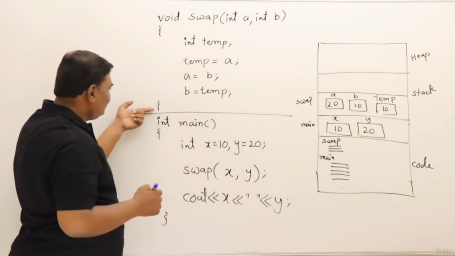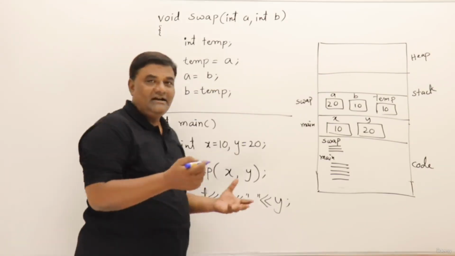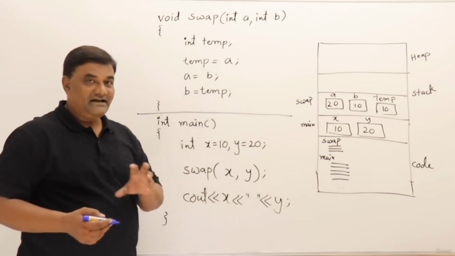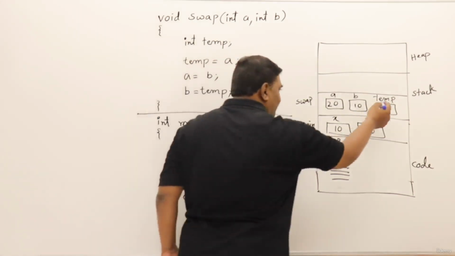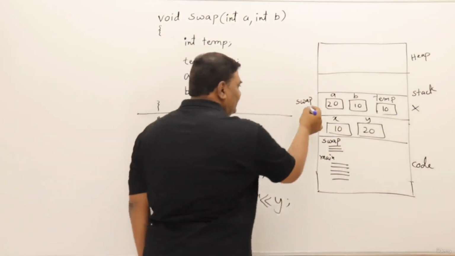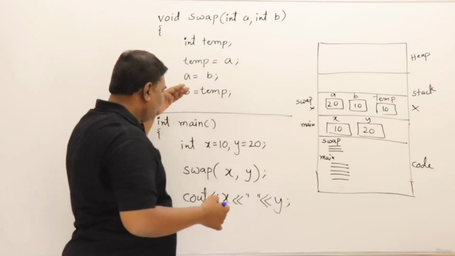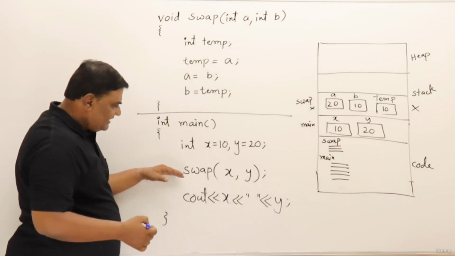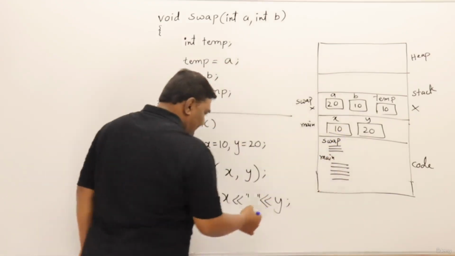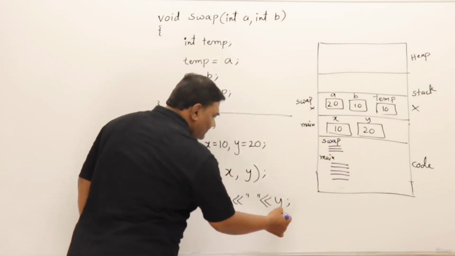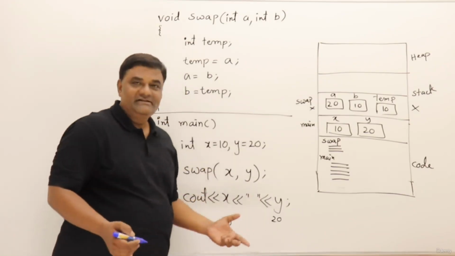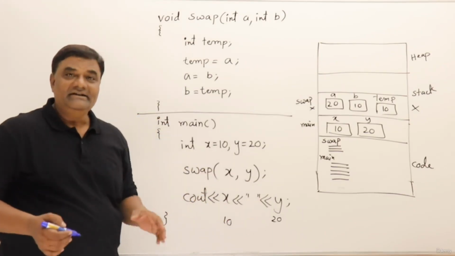Now this is the last line. The moment the function ends, you know well that once the function ends, its activation record, the block of memory inside the stack, will be deleted. So this will be gone. I will not mark it, I will just show it as deleted. Now the control will come back to the main function. Now it will print x and y. So what are the values of x and y? 10 and 20. Oh, they are not swapped. This is 10 as it is, this is 20 as it is. They are not swapped.